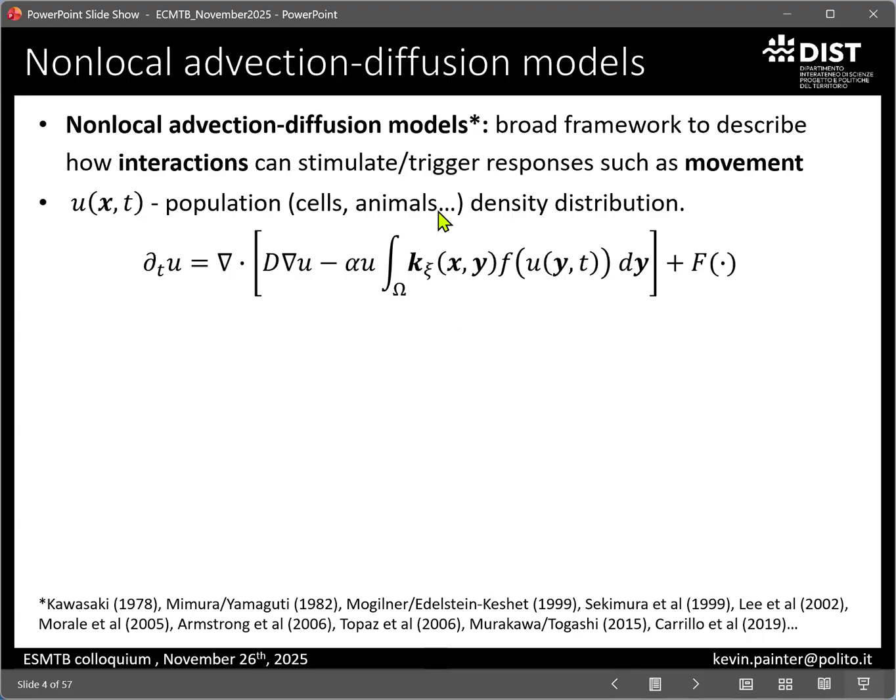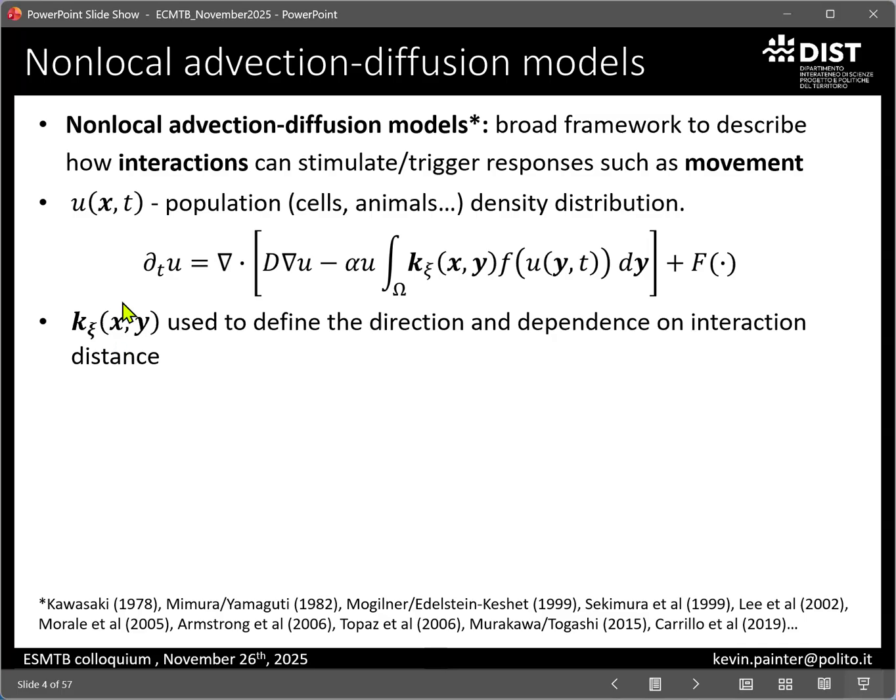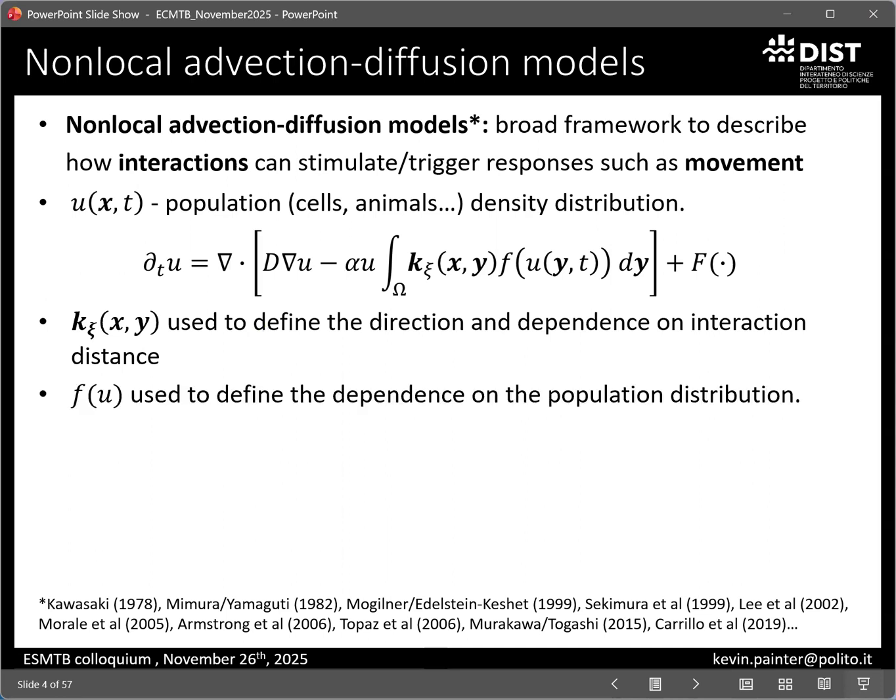They're a non-local partial differential equation where, if u is my population density, which could be either cells or animals, the key non-local interaction occurs in this non-local advection term, which is effectively describing how non-local interactions with other individuals induce a movement of the population. So the key terms that enter into this model are the interaction kernel, K of xi, which defines the direction and the dependence on the interaction distance.